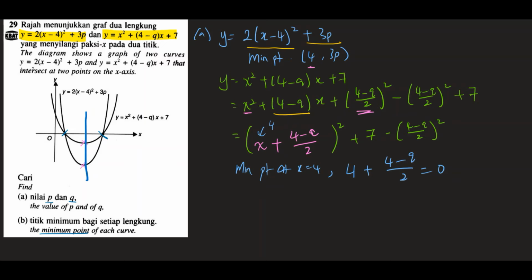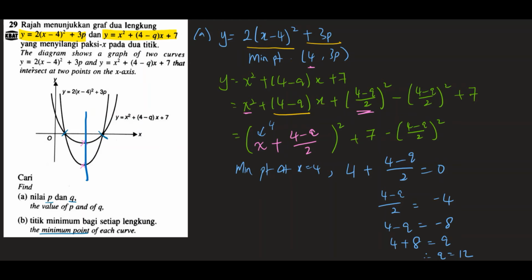So from here, I have one equation. The only variable is q. So I want to find the value of q. I just solve this equation. Okay, so this is shift over, minus 4. This is minus 8. And therefore, I can shift q over. I shift 8 over here. So 4 plus 8 equal to q. I can get the value of q is equal to 12.